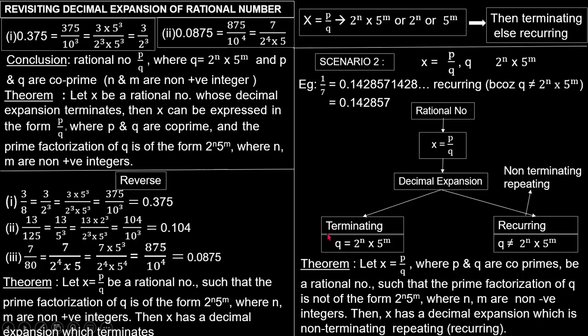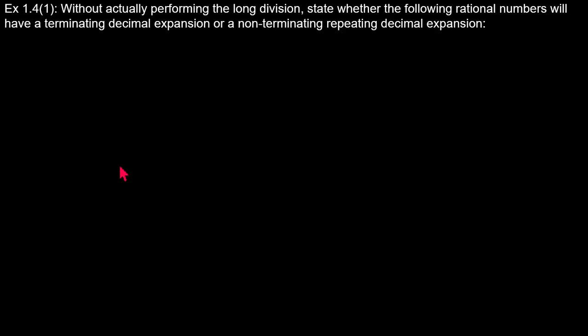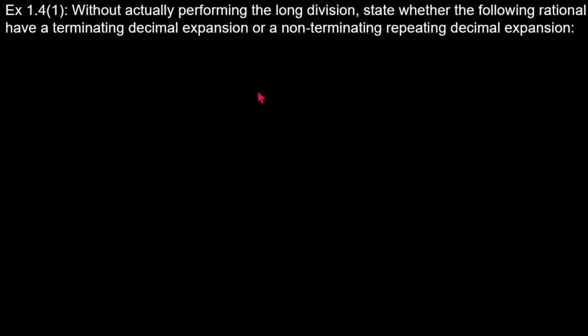This is recurring. So we will use this crux of all this theorem, this diagrammatic, to solve our numericals. Okay. So let us begin with the numerical. Exercise 1.4, first question. Without actually performing the long division, state whether the following number will have terminating decimal expansion or non-terminating repeating decimal expansion. Okay. So we have studied in earlier classes, those concepts we are going to use.